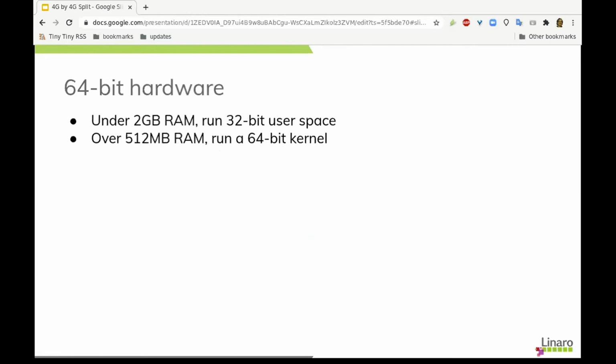Then you might have 64-bit hardware, in which case I would just strongly recommend to run a 64-bit kernel. As I said, with a 64-bit kernel, you don't have any of these problems. There's no Highmem, and you might still want to run 32-bit user space, especially if you have less than 2 GB of RAM. It makes sense because 32-bit user space, by definition, uses less memory. It has smaller pointers, smaller long variables, and you can also use thumb2 instructions to have a smaller iCache.